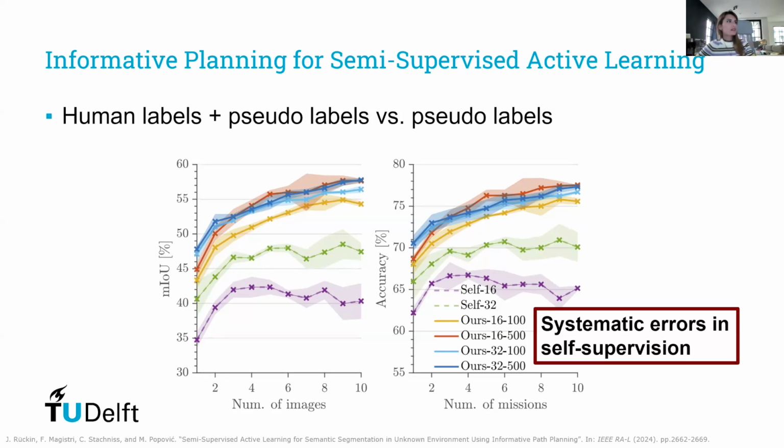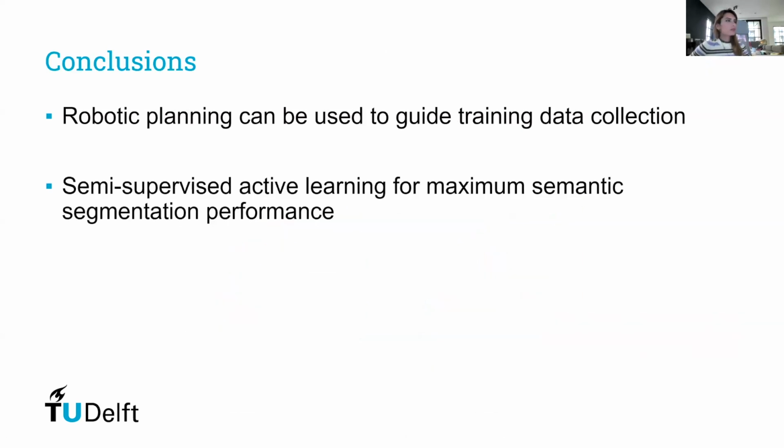So this basically validates that in this setup, where we have many detailed things in the environment that we want to label, we actually do need the human if we have unknown environments such as the one that we considered. So this basically is what I wanted to show you in my presentation today.